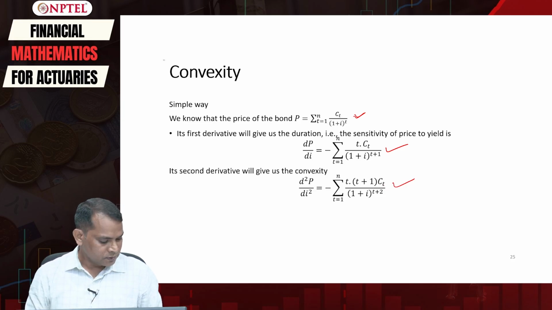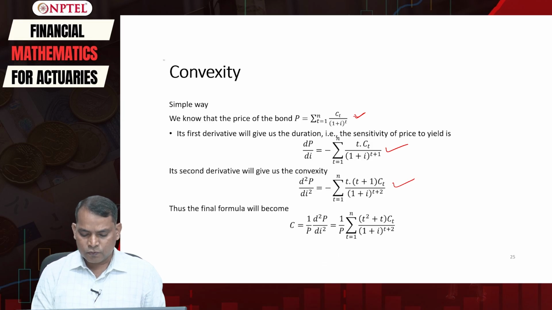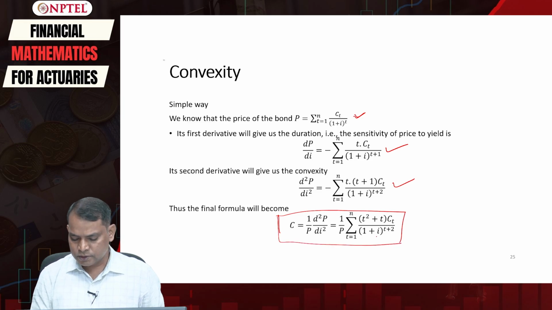Now the final formula will become C is equal to 1 upon p d2p by di square, which is equal to 1 upon p summation of t square plus t Ct divided by 1 plus I to the power t plus 2. So this is the formula for convexity that we have derived just now. This is the same formula that we derived in the previous slide.